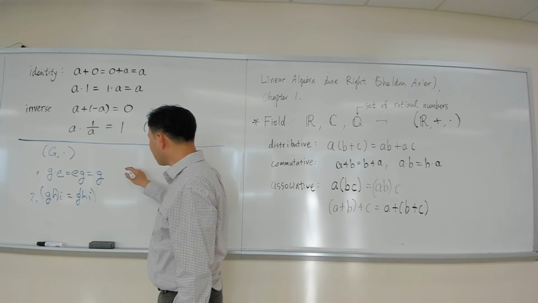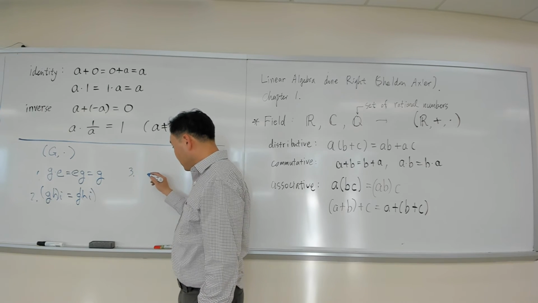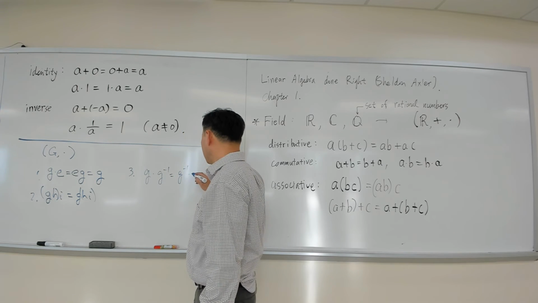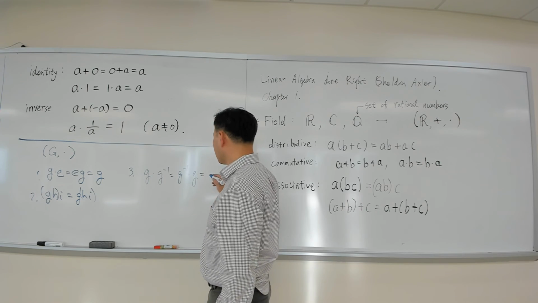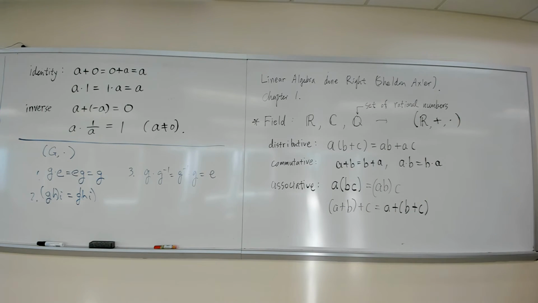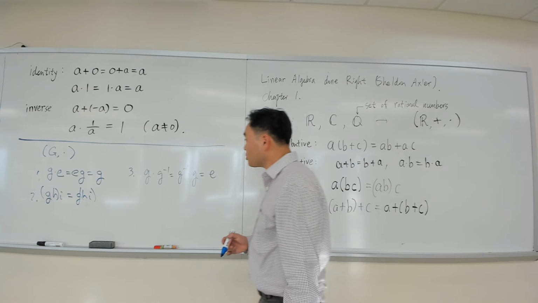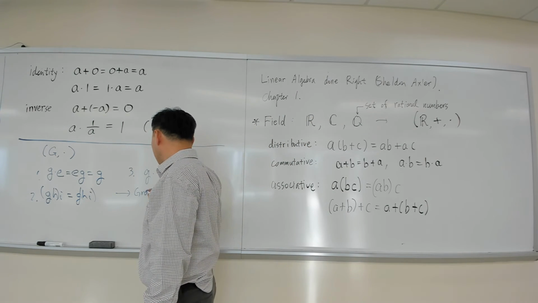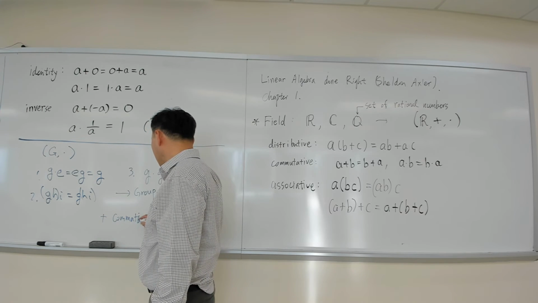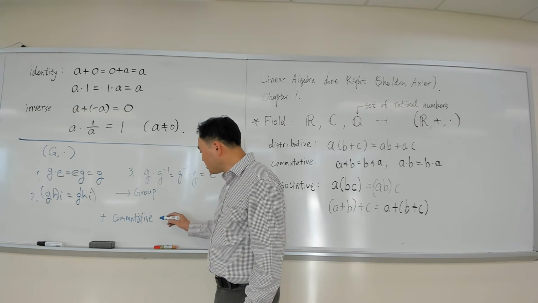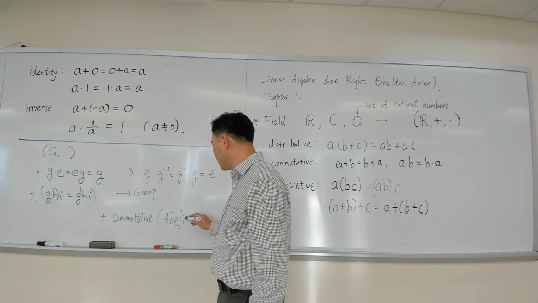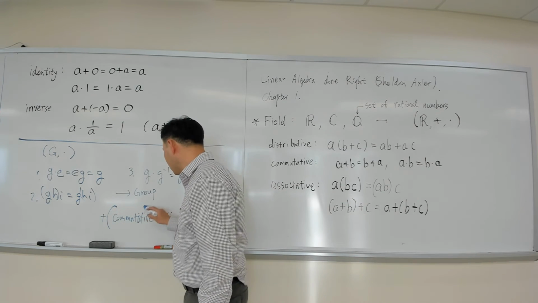I'm not going to write the next one because it's not so important. And then there's the inverse: every element has an inverse so that it recovers the identity. If something like that is true, then it's called a group. And if you also have commutativity, then it's called a commutative group, or abelian group.